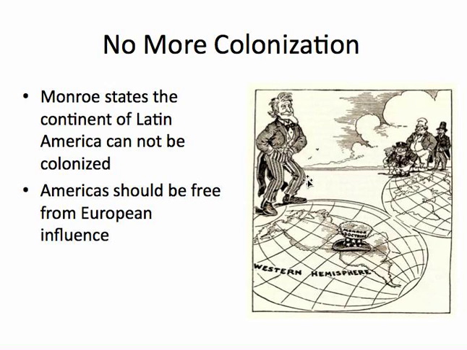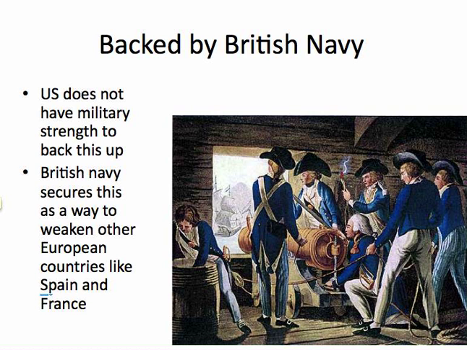So here's a political cartoon showing that. Here's Uncle Sam putting his hat, the Monroe Doctrine, on the Western Hemisphere, and here's all the European countries looking on. Now, the reason they wanted to do this is they wanted to make sure that America stayed strong. And the British were in favor of this. The U.S. actually did not have the military strength to back this up, so the British Navy is the one who enforces it. And they wanted to make sure that Spain and France remained weak so Britain could remain strong.